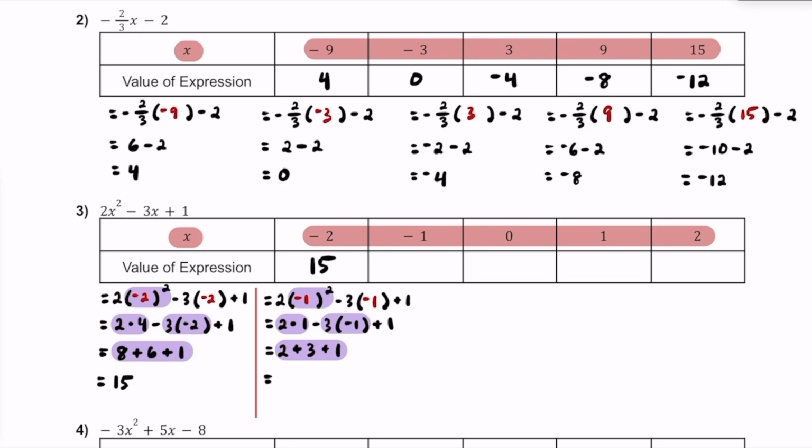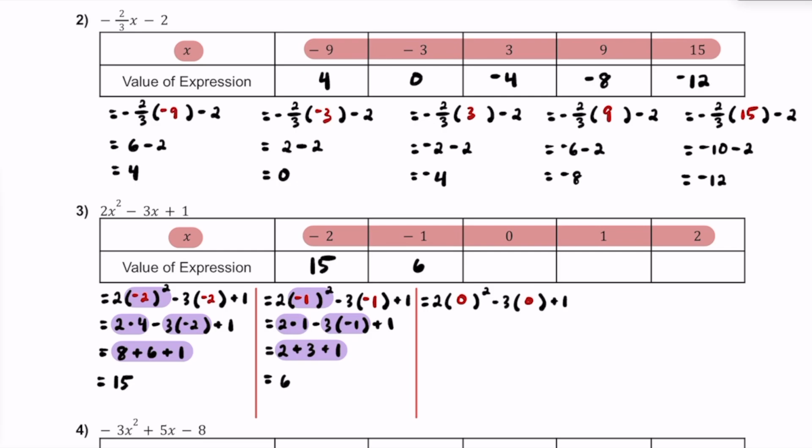So 2 plus 3 from left to right is going to be 5, plus 1 is going to be 6. So if x is negative 1, then this expression would be equal to positive 6. All right, this time x is going to be 0. Let's substitute in 0 into both of these locations. Go ahead and plug in 0 here and 0 here.